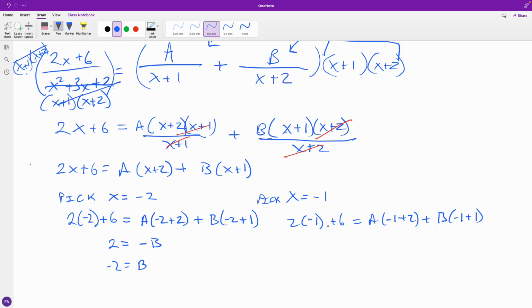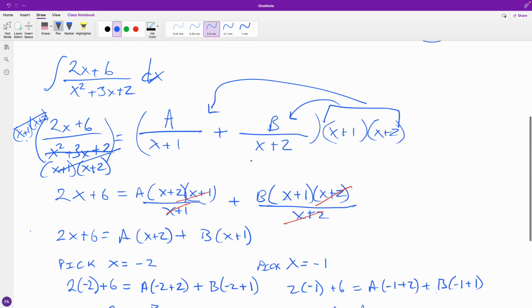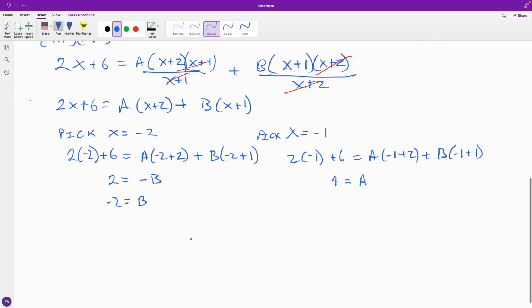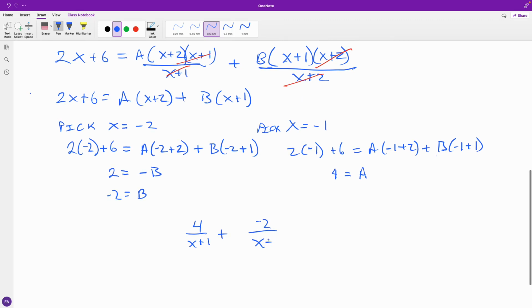And now I plug in, or evaluate, all those pieces I have. Negative 2 times 1 gives me negative 2 plus 6, which gives me 4. And that means that 4 is equal to a. Now, I have my value for a and I have my value for b. Going back up here at the top, I have a over x plus 1, so that is 4 over x plus 1. And I have negative 2 over x plus 2 right there.